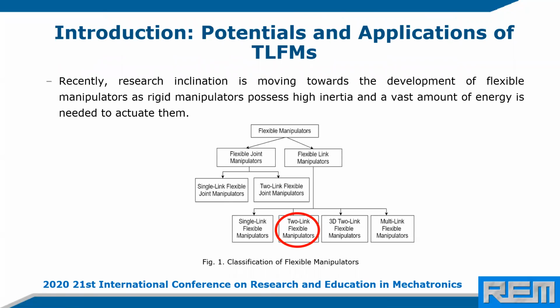Introduction. Recently, research inclination is moving towards the development of flexible manipulators, as rigid manipulators possess high inertia and a vast amount of energy is needed to operate them. This figure is showing flexible manipulators. It could be flexible joint manipulators or flexible link manipulators, but our focus is here.